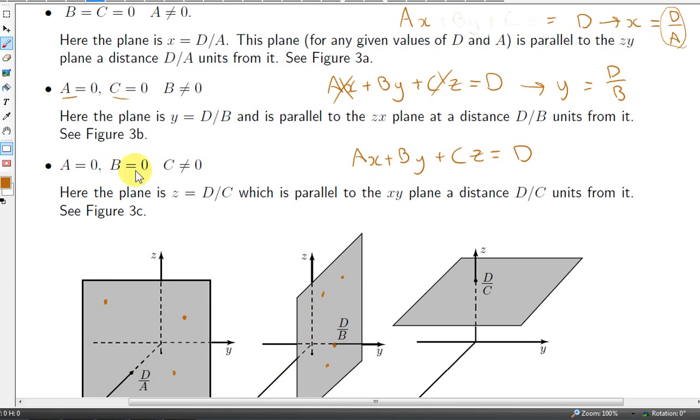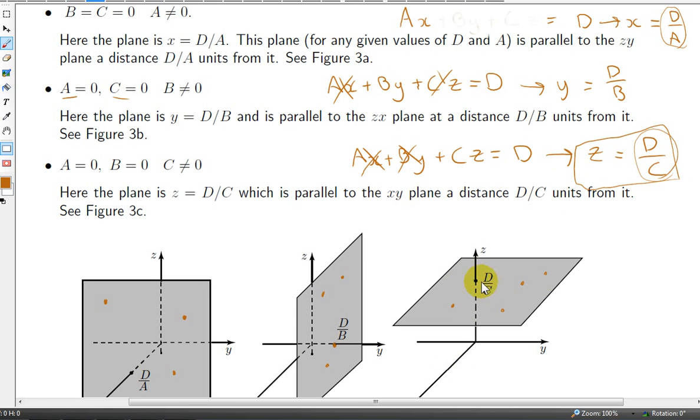Finally, we consider the case where both a and b are 0, so we don't have these terms. So we end up getting z equals d over c. So z is a constant. So all the points in the plane z equals d over c have a constant z value. So that means that all these points are at the same height above the xy plane. So we have a plane that cuts the z-axis at d over c and is parallel to the xy plane.